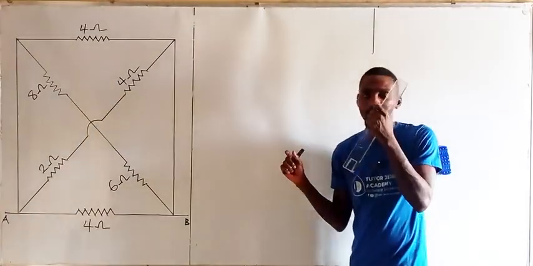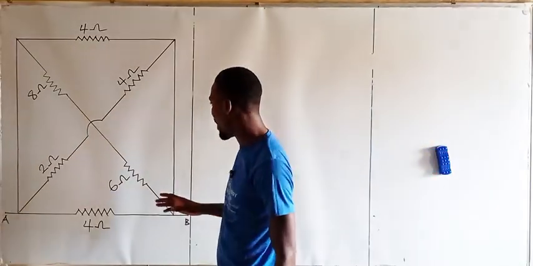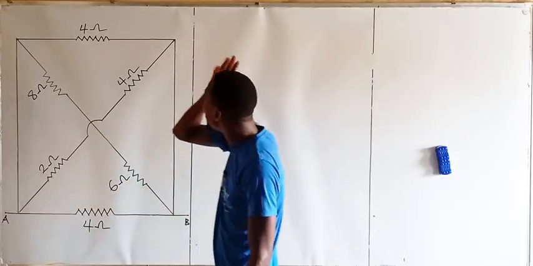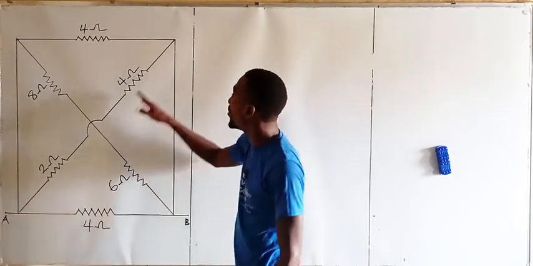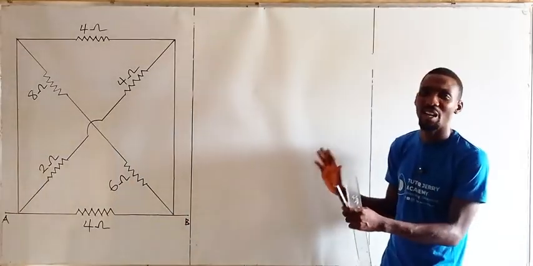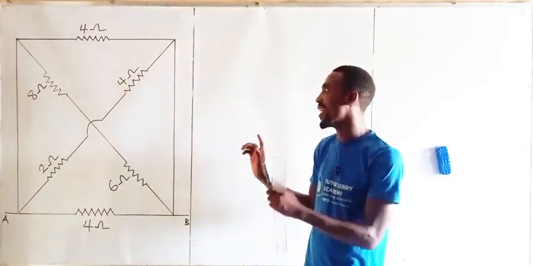If you look at the above circuit, you are going to observe that we have a 6 ohm resistor here, an 8 ohm resistor, 2 ohms, 4 ohms, 4 ohms, and 4 ohms. As you look at this circuit, what do you observe? We have an ideal wire at the side.